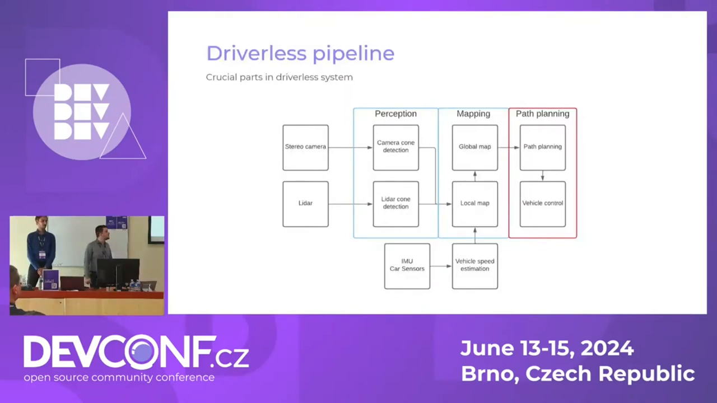In our concept phase, we have set up a kind of pipeline model for many important parts of this driverless pipeline. As you can see, the first one is perception, where we are using a combination of stereo cameras and LiDAR. There is mapping, which maps all the inputs and creates a global and local map, which is very helpful for path planning. When you have your map, you can plan your route. And of course, path planning needs to be as optimal as possible, so you have the best times on the track.